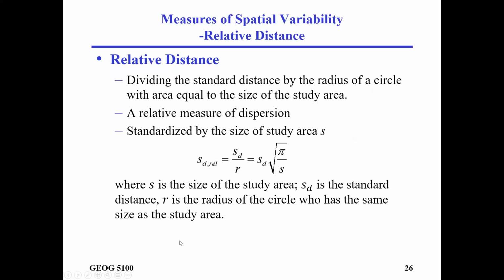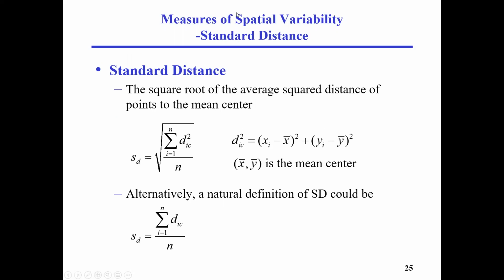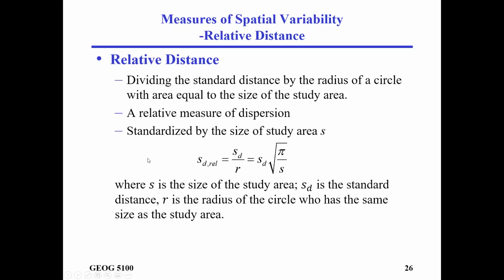Okay, and based on that, this is the last concept I want to introduce in this lecture. It's called relative distance: dividing the standard distance SD by the radius of a circle with area equal to the size of the study area. This sentence is long and complex, but let me tell you what it is trying to express. So you need to calculate SD, standard distance, first. That's for sure. And then you have a study area, right? You have a study polygon.